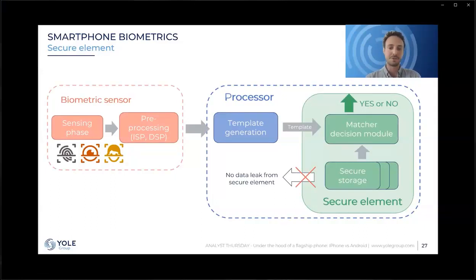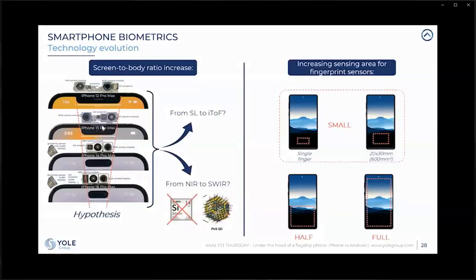And it's supposed to be safe in terms of data leak. So the biometrics information that has been registered at the initiation of the system is safely stored in the secure element. So here is a potential vision of the evolution of biometric sensors in the smartphones in the next years.